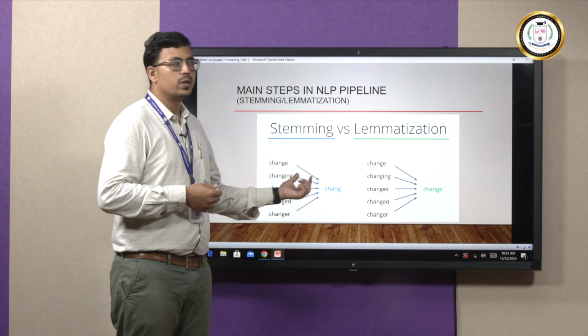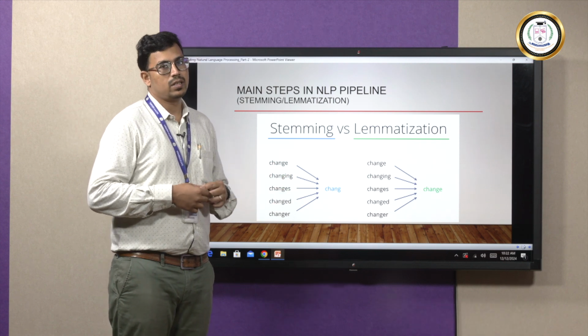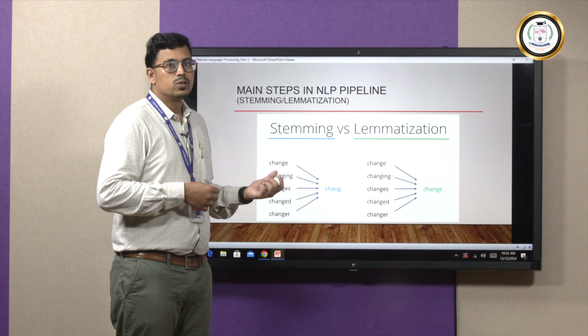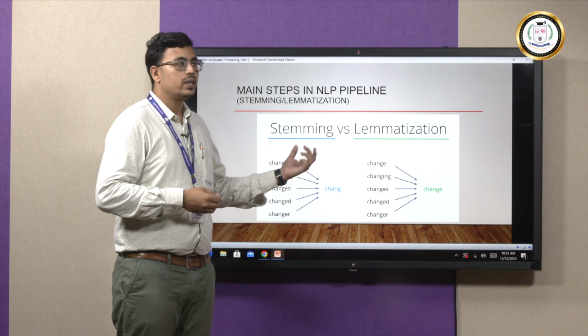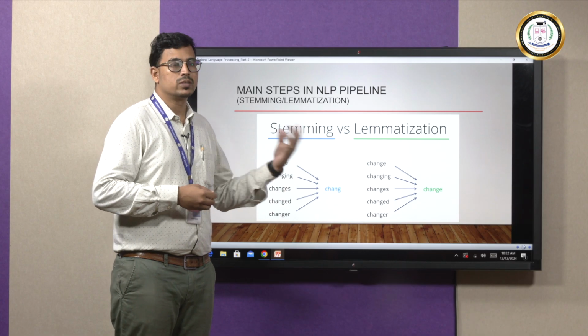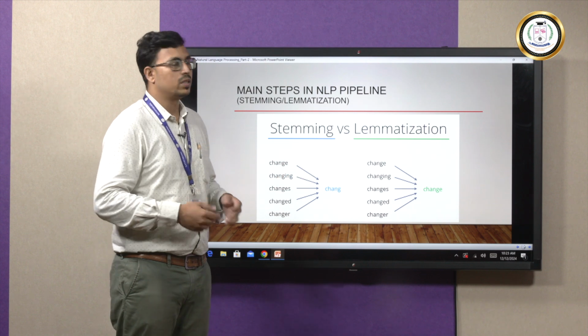In stemming you sometimes get errors in the output. But in another way, stemming is faster compared to lemmatization, because stemming doesn't refer to any corpus or dictionary, so it takes less time to process and give you the base word. So each method has its own advantages and disadvantages.